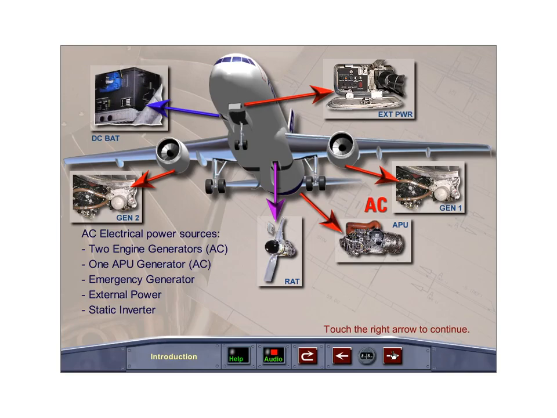The aircraft AC electrical power sources are 2 engine-driven AC generators, 1 APU-driven AC generator, an emergency AC generator powered by the ram air turbine, and external power. If all other power sources are inoperative, a static inverter will convert battery DC power into AC power for limited use.